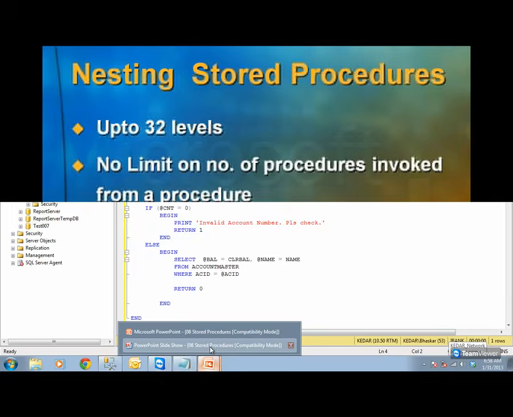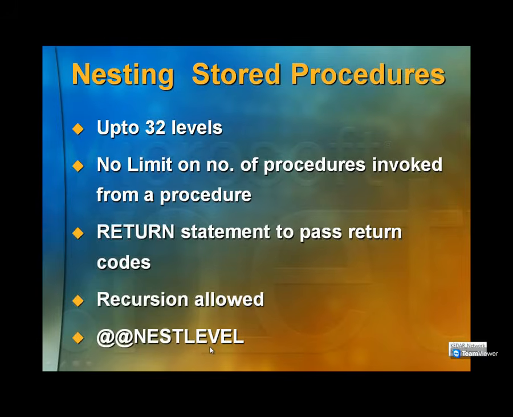Let's go back to our notes and see. So we can create nested procedures, and there is no limit on the number of procedures invoked from a procedure. Return statement to pass return codes. Recursion is allowed, and @@NESTLEVEL indicates how many nestings are over. So up to 32 levels. A proc can call another proc, that can call another proc, and that can call another proc. Like that, you can have a maximum of 32 levels. But one proc can call 1,000 procs. There is no issue. Okay. Return statement returns the value, not the data.